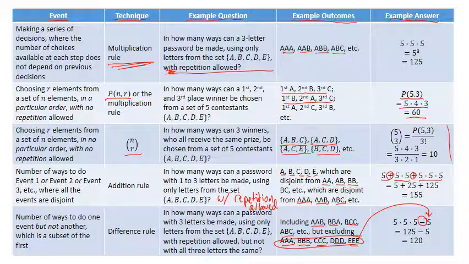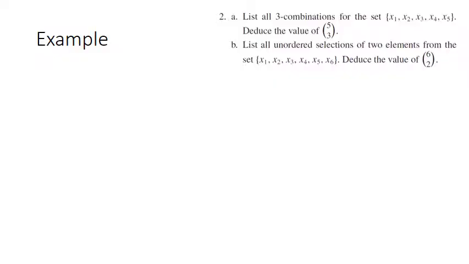Okay, so let's do some examples from this section of the textbook. Okay, so the first example is number 2, part A. List all 3 combinations from the set x1, x2, x3, x4, x5, and deduce the value of 5 choose 3. Of course, we already know the formula for 5 choose 3, but if we didn't, we could figure it out by listing all of these 3 combinations. So this is just all the subsets of size 3.